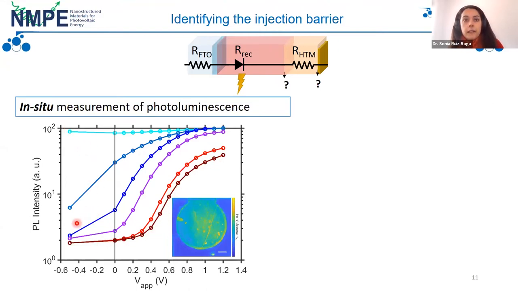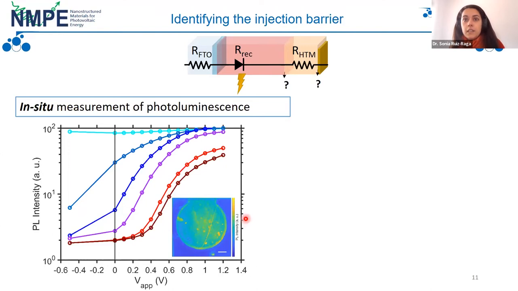And we observed that when the device is performing very poorly in the very beginning of the light soaking, the luminescence is very high at all applied voltages. So what does it mean? The photoluminescence is high when all the charges that you generate recombine. So it means that inside your device you are always at open circuit, because all your photo-generated charges recombine, so nothing is extracted to the electrodes. And as you light soak the device, you see that around the VOC, where you don't have extracted charges, the luminescence is the highest. And as you reach the JSC, where you extract all your charges, the luminescence quenches.